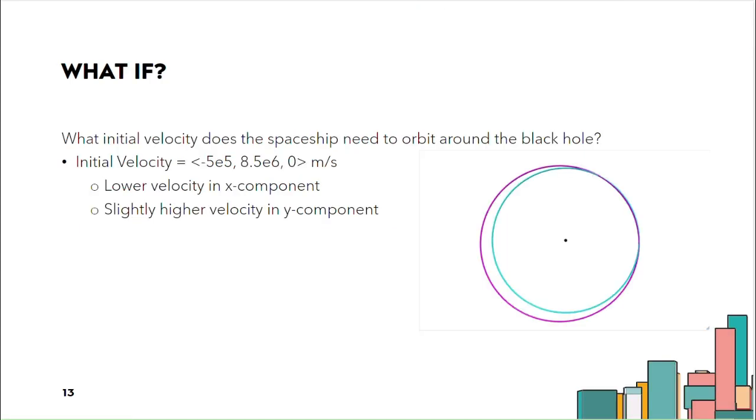And then, what initial velocity does the spaceship need to orbit around the black hole? Well, it couldn't be clearly calculated, but this is the number that I got. And based on these calculations, I know that the exact initial velocity has to have a lower velocity in the x component than what was found originally and a slightly higher velocity in the y component.